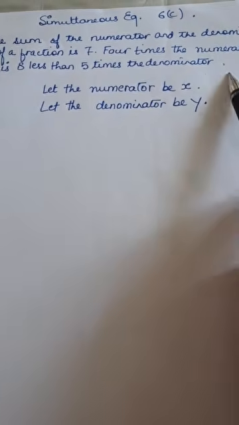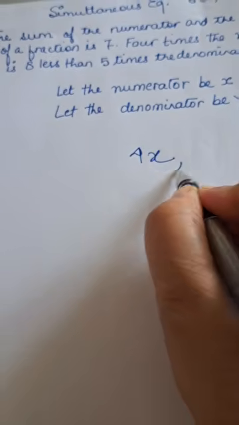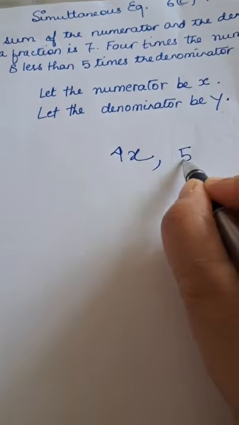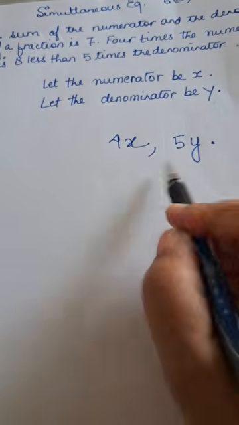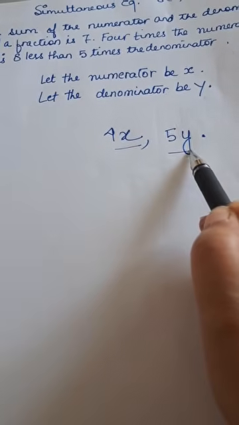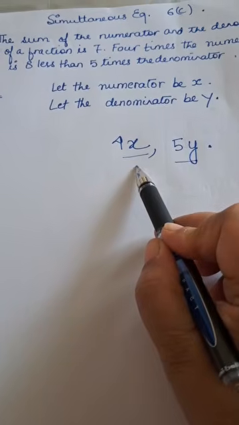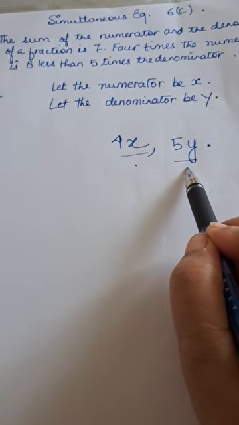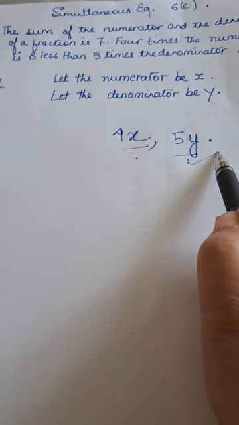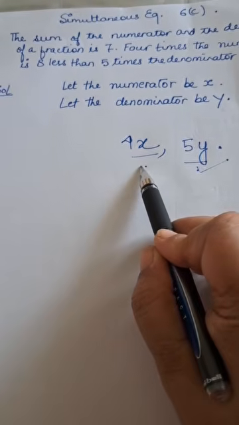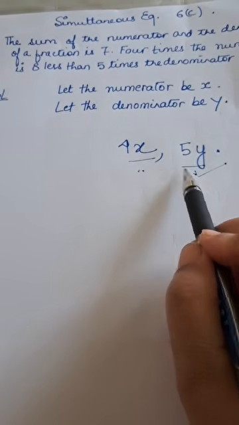4 times the numerator, that means it's 4x, and 5 times the denominator means 5y. Now what is the relationship between this new denominator and numerator? 4 times the numerator is 8 less than 5 times the denominator. That means the denominator is now bigger because this is 8 less. So what is the difference between the two?